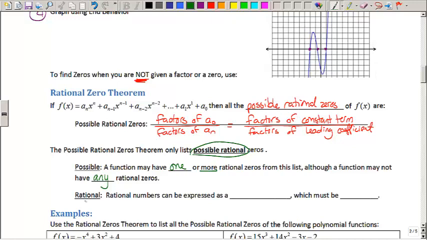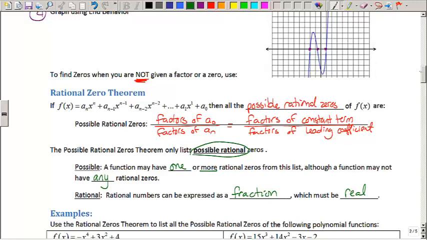The second thing I want you to understand, what does rational mean? A rational number is any number that can be expressed as a fraction, which then must be real. I know that seems a little bit silly. All rational numbers are real, and I know we've talked about that in previous classes, but I want you to make sure that you understand that this list only lists the rational numbers, which are real, which means it leaves out all the complex and all the irrational. So we may have more zeros that aren't in this list that are irrational or complex.